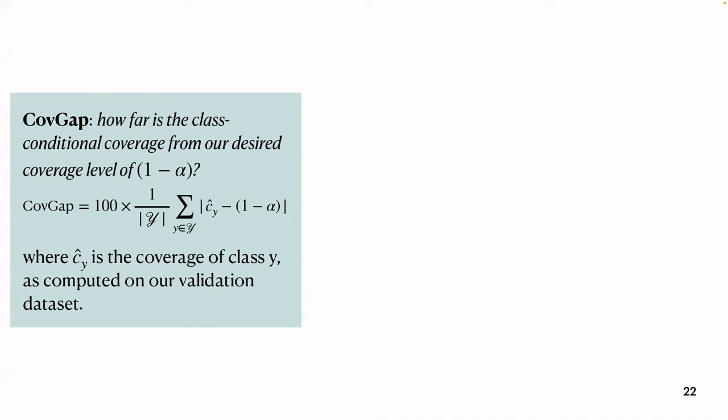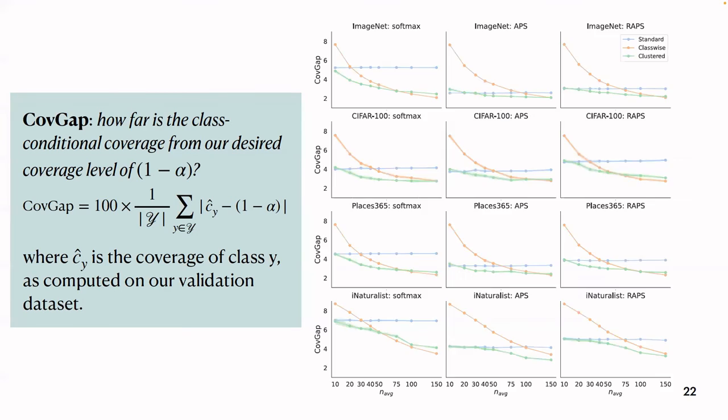So we consider a few metrics. The first metric, which we call cov gap, is designed to measure how good your class conditional coverage is. Specifically, we compute the class conditional coverage for each class and then see how far it is from our desired coverage level of 1 minus alpha. And we average across classes and multiply by 100 just for readability.